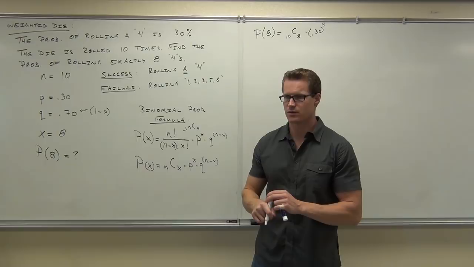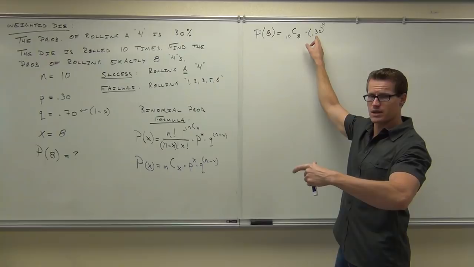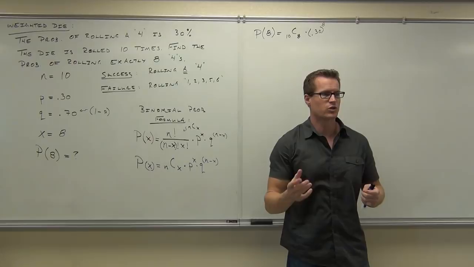This is the probability of each success. We're multiplying the probability of each success times itself for however many successes we want. So 0.3 times 0.3 times 0.3, 8 times. That's where that 8's coming from. We want 8 successes, multiply the probability of success times itself 8 times. That's 0.30 to the 8th power in this particular case.